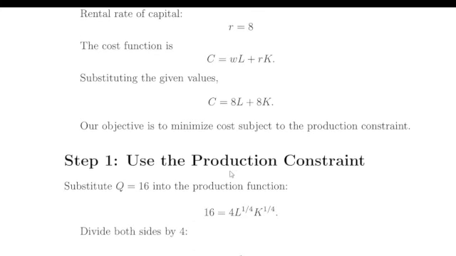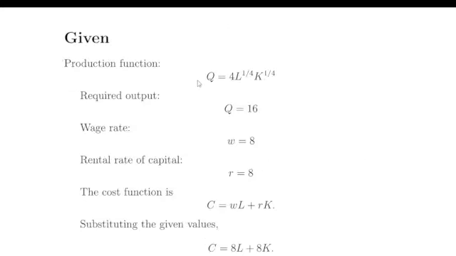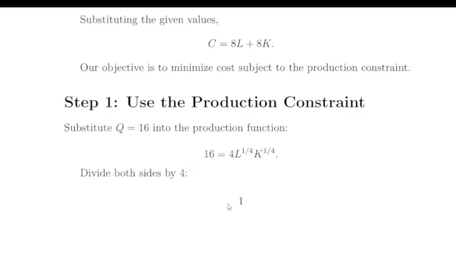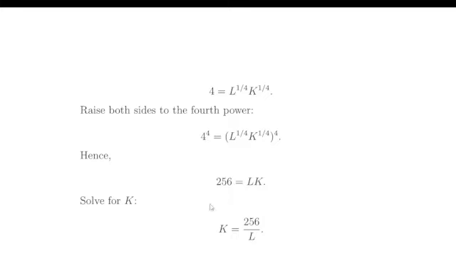So let's first plug in Q equals 16 into our production function. So 16 is equal to 4L to the 1/4 times K to the 1/4. We can get rid of this 4 by dividing both sides by 4. Get 4 is equal to L to the 1/4 times K to the 1/4. I'm going to get rid of the fourth root powers by raising both sides to the 4th power. That's going to give us 256 equals L times K.